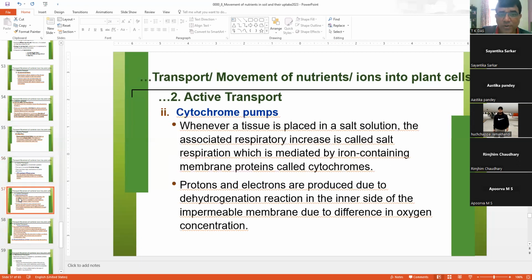Second is cytochrome pumps. Whenever a tissue is placed in a salt solution, the associated respiratory increase is called salt respiration, which is mediated by iron-containing membrane proteins called cytochromes. These are membrane proteins called cytochromes. Protons and electrons are produced due to a dehydrogenation reaction on the inner side of the impermeable membrane, due to difference in oxygen concentration.